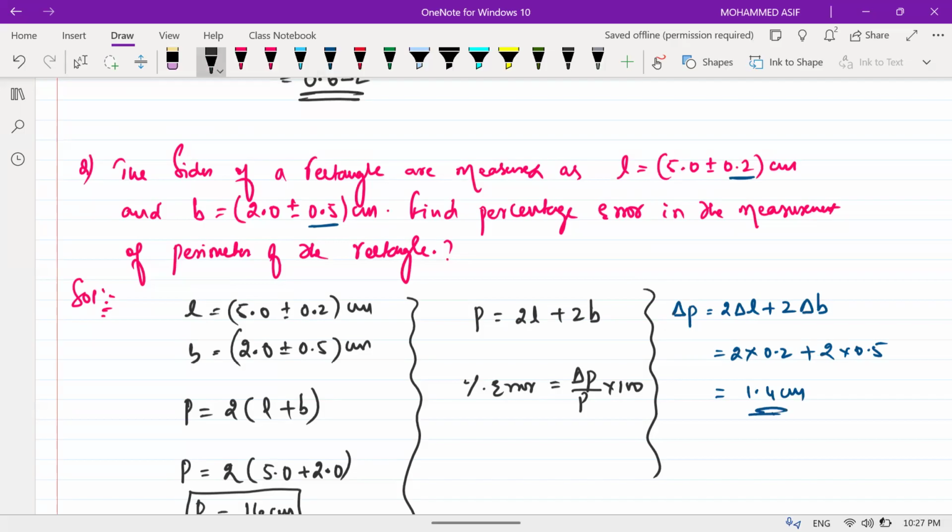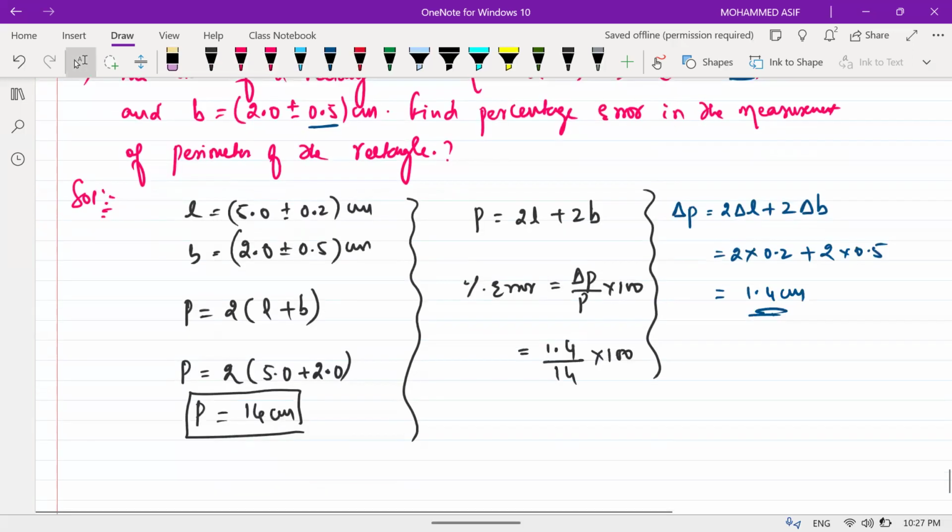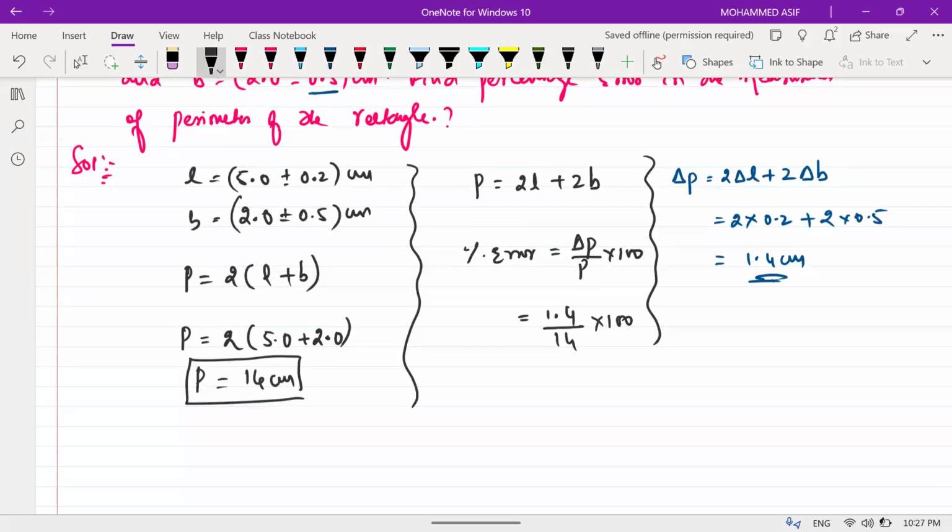So percentage error will be equal to delta P divided by the original P value, 1.4 divided by 14, into 100. So how much will it be? 14 divided by 10, 14 will get cancelled. So 1.4 means 14 divided by 10, into 1 by 14, into 100. This 0 will get cancelled, 14 gets cancelled. So this will be equal to 10%. 10% will be the answer. Am I clear?